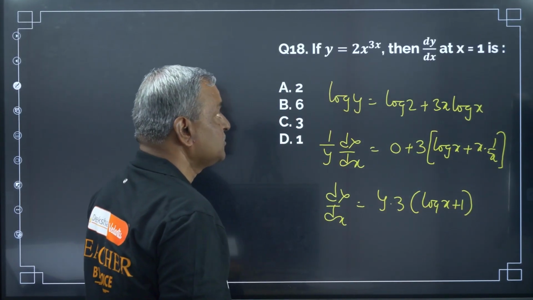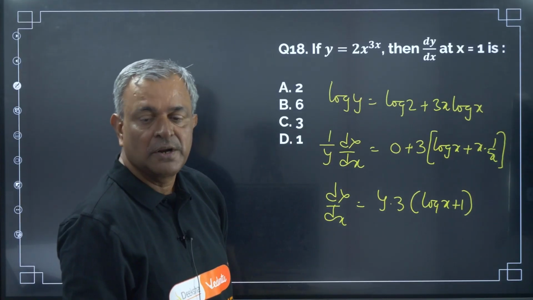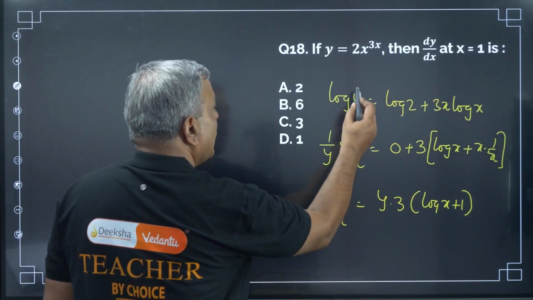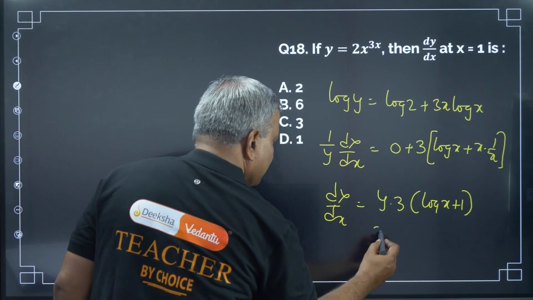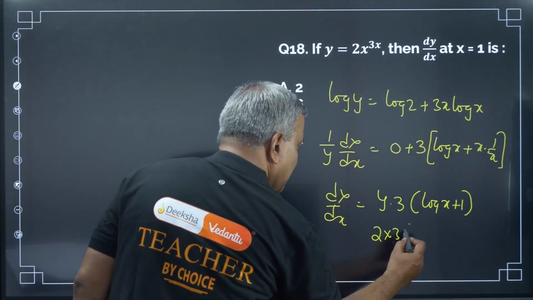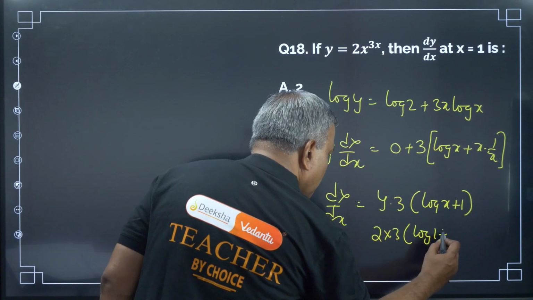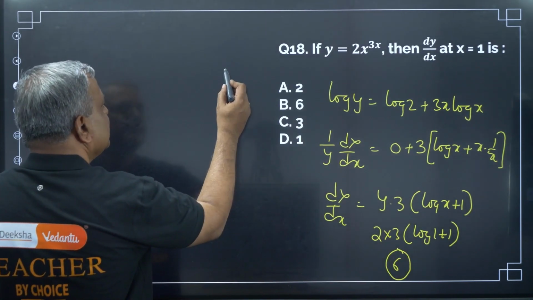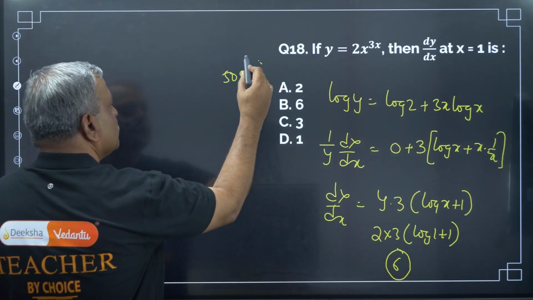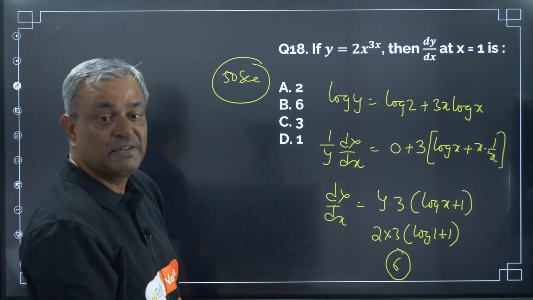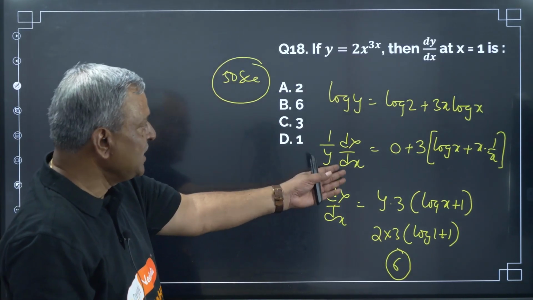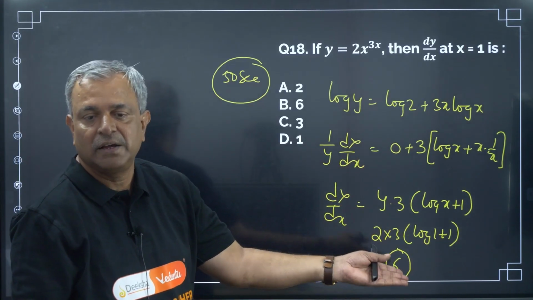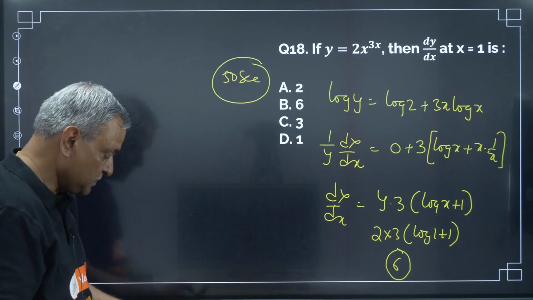Normally, I always suggest that you should remember the differentiation of x to the power x. One more question was also there. They're asking at x equal to 1. If you put x equal to 1 here, the y value is 2, into 3 times log 1 plus 1, and log 1 is 0. So the answer is 6. You can easily do it within 50 seconds, should not take more time, not even 1 minute. Differentiating takes 10 seconds, properly writing 10 to 15 seconds. Within 50 seconds, you can easily solve this question.